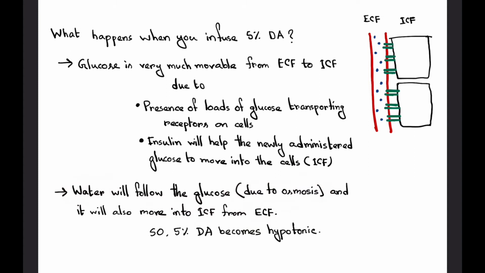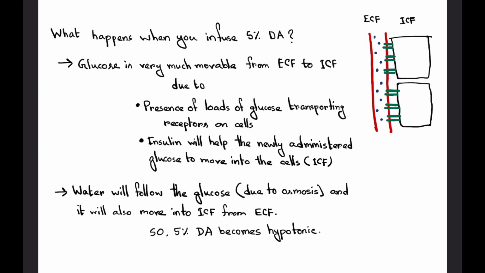So the 5% DA actually becomes hypotonic when it is administered into our body. This is a very big disadvantage, that the glucose moves from ECF to ICF due to its osmotically active nature, and it will draw most of the water from the ECF into the ICF, and therefore there is not that much increase in the ECF volume. So this is one disadvantage.